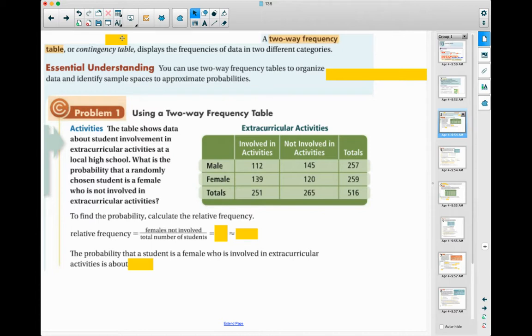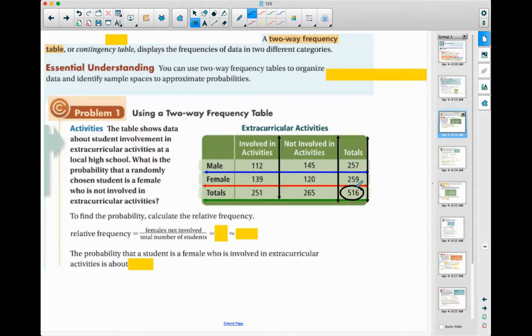If you look at the activities, we have our males right here, and then we have our females, and then we have our totals. And then what we have vertically is involved in activities, not involved in activities, and our totals. So that creates our table, and that gives us what our sample space looks like. For example, there were 516 total students involved in this survey.